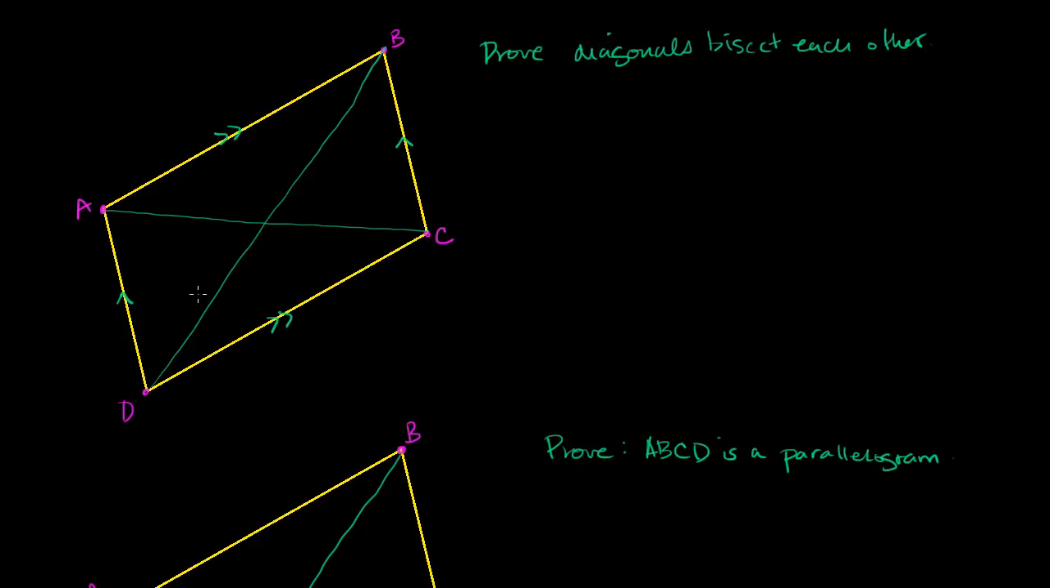And if we focus on DB right over here, we see that it intersects DC and AB. And since those we know are parallel, this is a parallelogram, we know that alternate interior angles must be congruent. So that angle must be equal to that angle there. And let me make a label here. Let me call that middle point E.